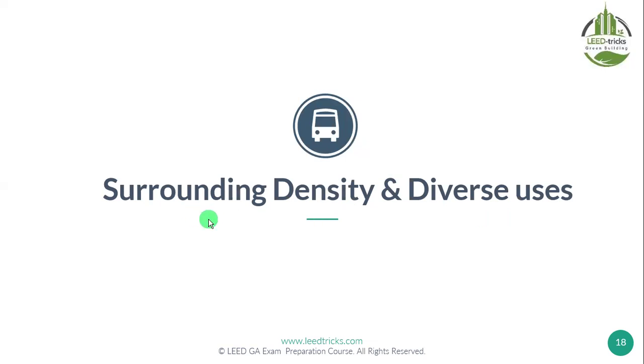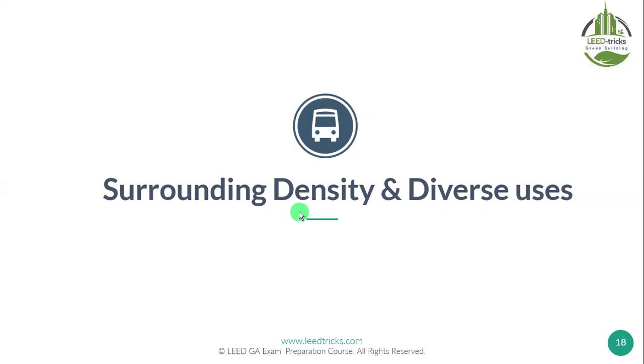As you can see, it's a two-part credit. Surrounding Density and Diverse Use. Why do I stop here? Why do I analyze the name? Because I want myself and you to remember what it is before studying, because in the exam you will forget all. Surrounding Density and Diverse Use. This is one credit, two requirements.